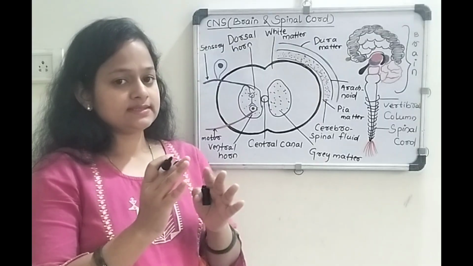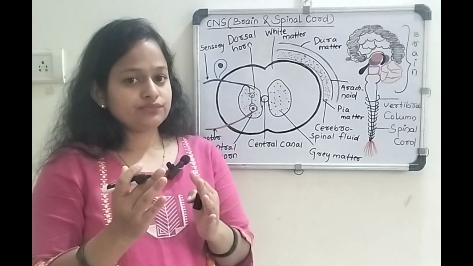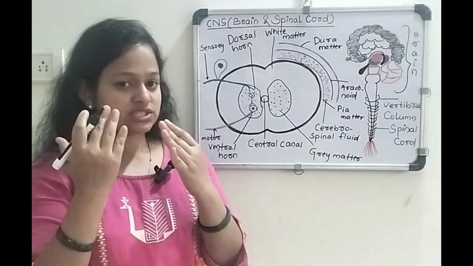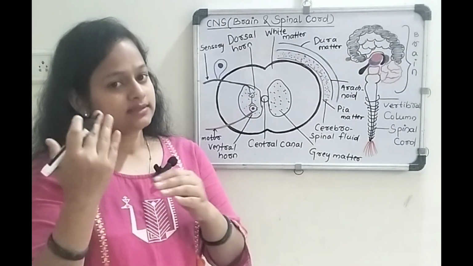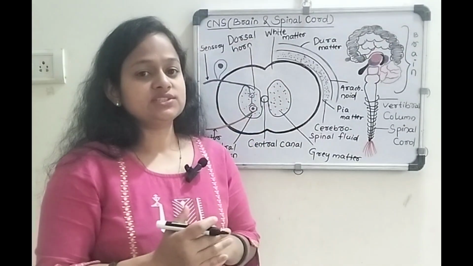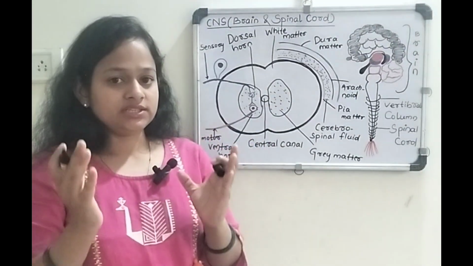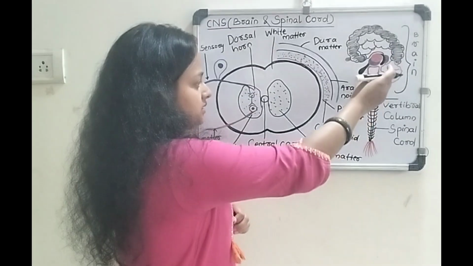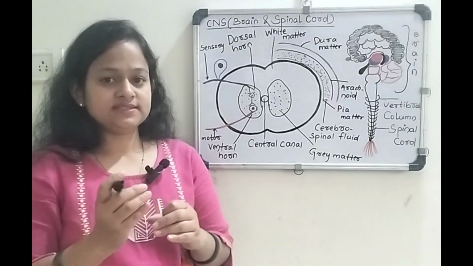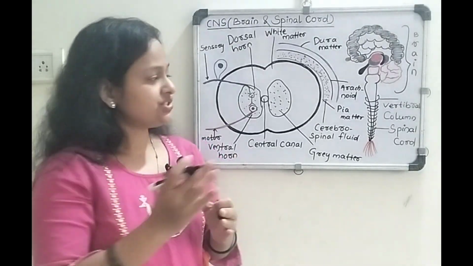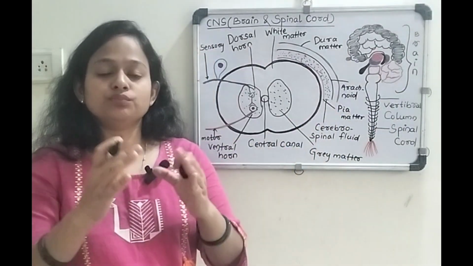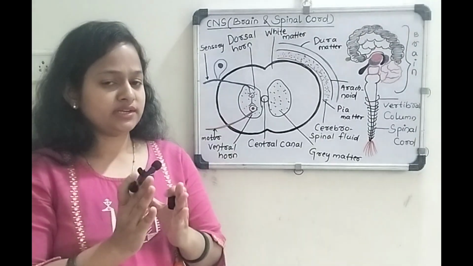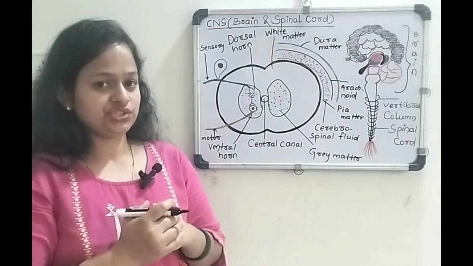Like the brain, which is protected in three ways, that is the cranium, the cerebrospinal fluid and the meninges, the spinal cord is also protected by all three of these structures. The spinal cord is a hollow tube surrounded by the vertebral column, which is a bony case. Like the cranium, it protects the spinal cord from any type of injury.